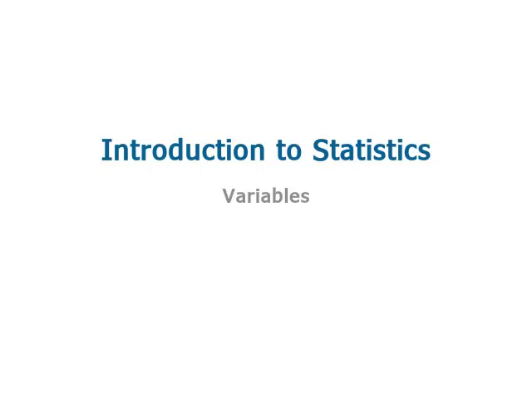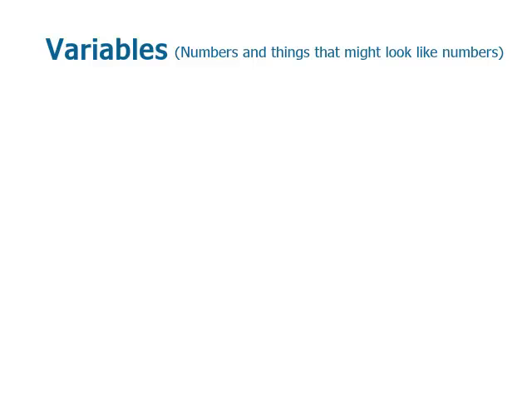This is a brief introduction to variables. Okay, let's talk about variables. Variables are numbers and things that might look like numbers but really aren't numbers. So there are three kinds of variables that we're going to be talking about: interval, ordinal, and nominal. So let's talk about them one at a time.